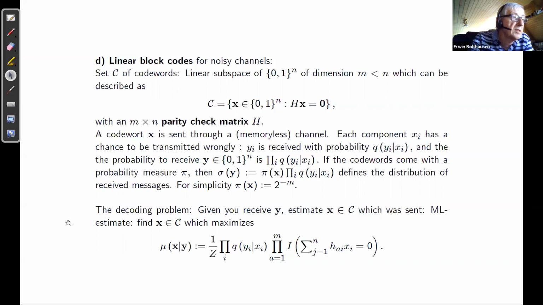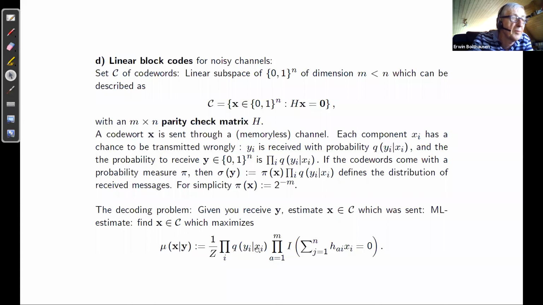Now, what is the decoding problem? Naturally, you receive y and you want to know which x was sent. If there is no error, then your estimate is just y. But because there is noise in the channel, there are several possibilities, and a standard one is the maximum likelihood estimate. Assuming that the code words are sent with equal probability, the maximum likelihood estimate maximizes mu of x given y, which is given by this kernel here.